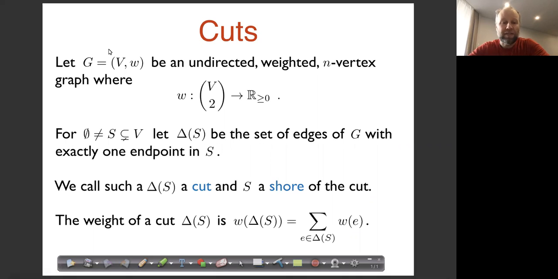We're going to be talking about cuts in graphs. So a cut in a graph is defined by a subset of V that's not the empty set and not the whole universe. And that set defines a cut in the following way. The cut defined by that set is just a set of edges with exactly one endpoint in that set, and we'll denote this set of edges as delta S. Okay, so a cut is a set of edges, the set of edges with exactly one endpoint in the set S, and we call S the shore of the cut. The weight of a cut is just the sum of the weights of all the edges in the cut.